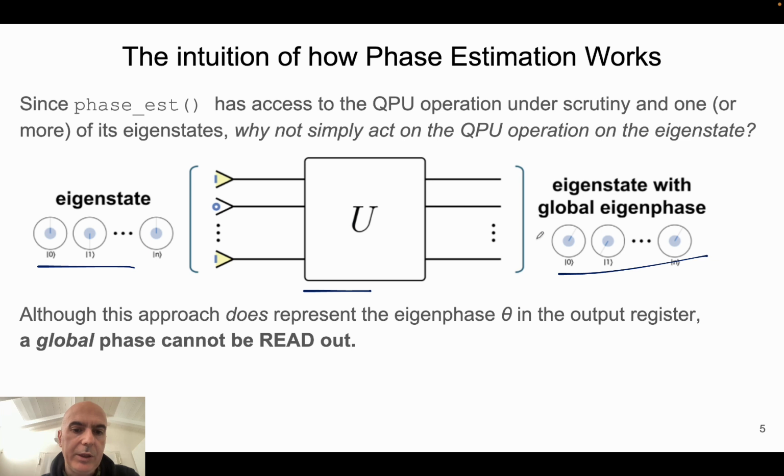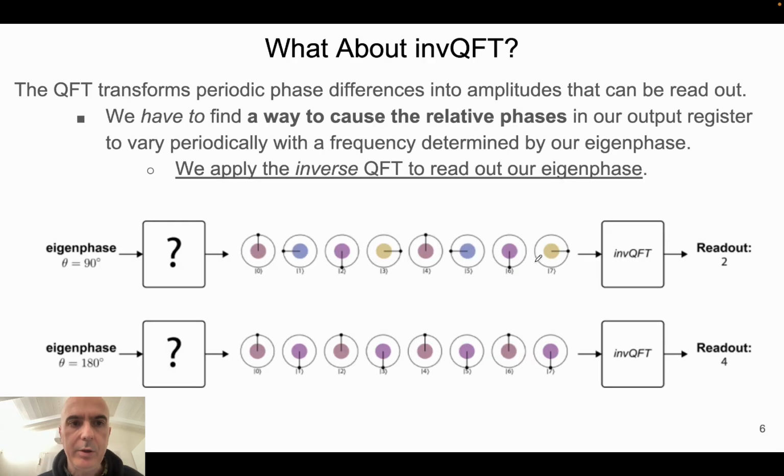Well, the reason why we cannot use this directly is that we cannot actually read the phase during a measurement. A global phase cannot actually be read out. So we will need to go to relative phase and then apply some inverse QFT like operation.